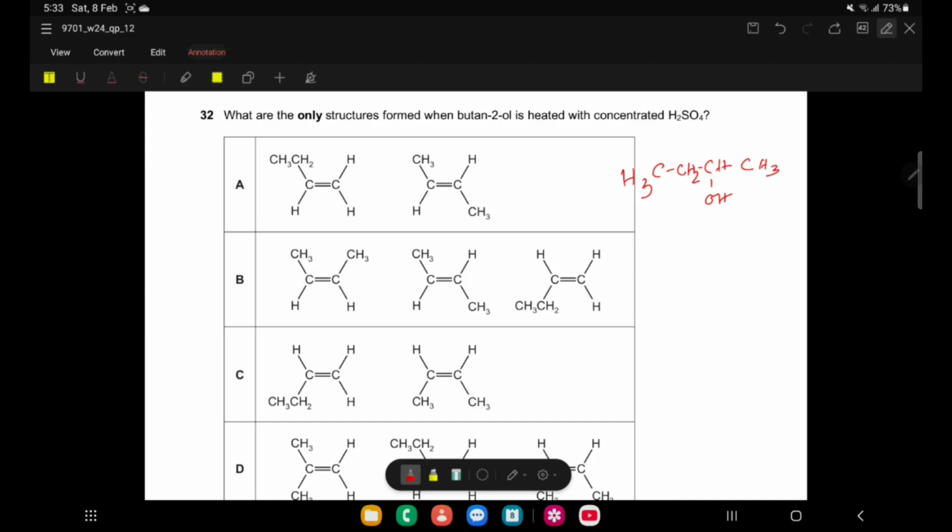Okay, so in this type of reaction, actually what happens is dehydration of alcohol. That means this OH group will leave and a carbon-carbon double bond will be formed. So this carbon-carbon double bond can be formed at this position or this position. Okay, so we have two options. So let's check.